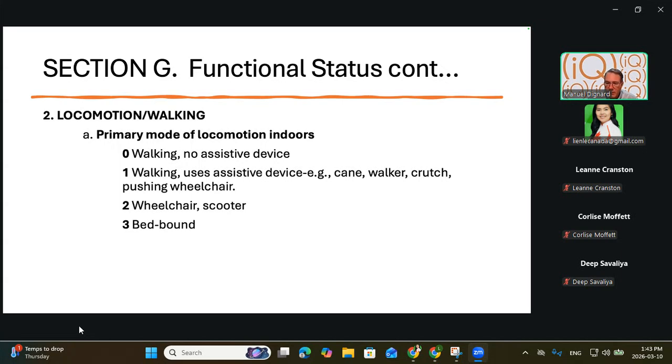And then scooters or wheelchair, you code 2. If they never left the bed during this period, then they're coded as a 3. The goal here is to reflect the primary mode of indoor mobility. So we focus on the most frequent method, not the best or worst performance.